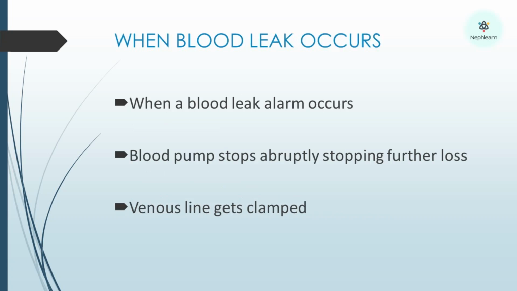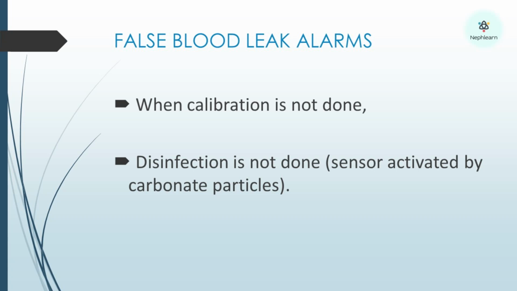When a blood leak alarm occurs, the blood pump stops abruptly, stopping further loss. The venous line gets clamped, disallowing entry of the contaminated blood into the patient. False blood leak alarms may happen when calibration is not done or disinfection is not done and the sensor is activated by carbonate particles.